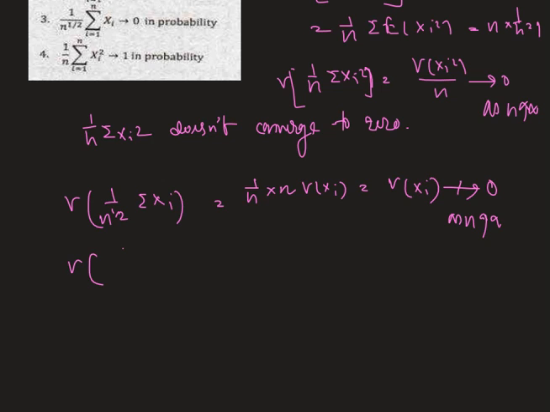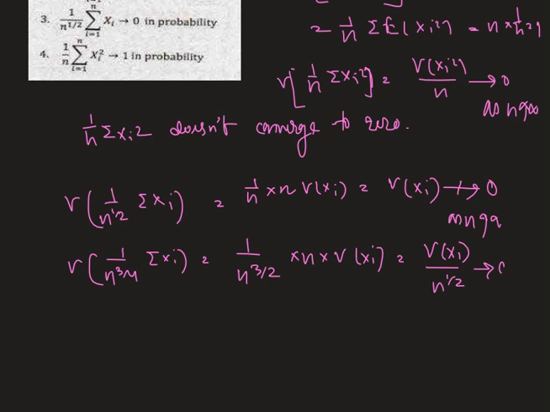Now let's check the variance of 1 by n to the power 3 by 4 sum over Xi, and this results in 1 by n to the power 3 by 2 n into variance of Xi. So we get variance of Xi divided by n to the power half. Now this tends to 0 as n tends to infinity.